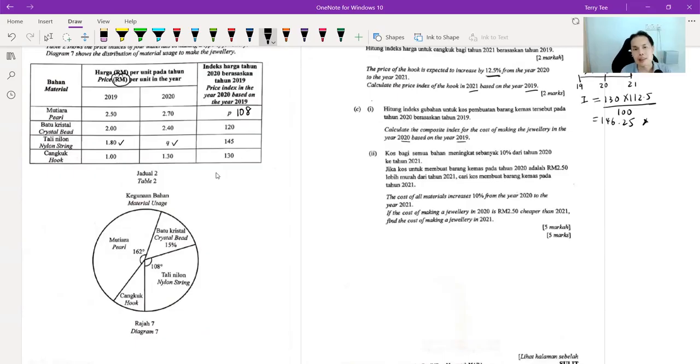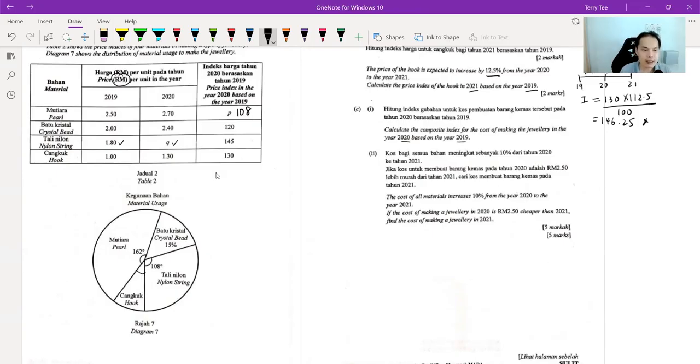Now, weightage is usually given in the form of a pie chart, bar chart, or any other percentages. Look at this. The angles are all given, except for the hook. The problem is that crystal bead is given in percentage. It's quite misleading because a lot of people think it's 15 degrees. It's not 15 degrees, it's 15%.